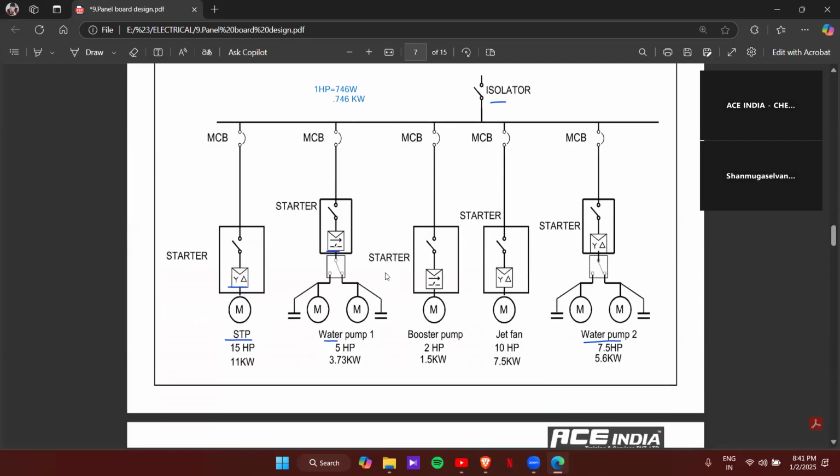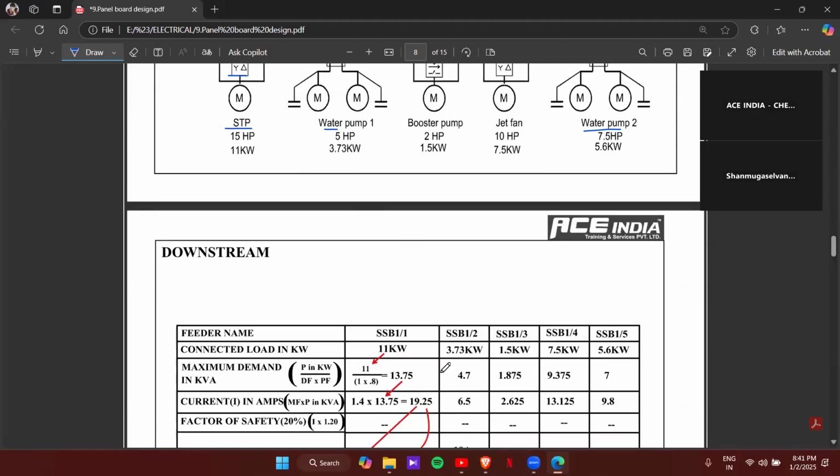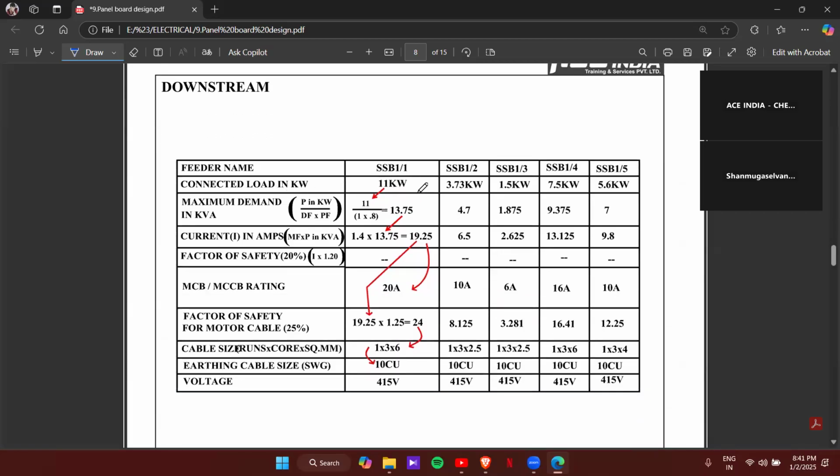And coming to the downstream, same way we have first feeder name, then the connected load, maximum demand, current ratings, all these things will be same. But for the motor panel, a bit changes are there. Let's take the first one, that is STP. In STP, the total HP rating is 15. So when you convert to kilowatt, it will be 11 kilowatt. So 11 kilowatt will be the total connected load. And it's a motor load.